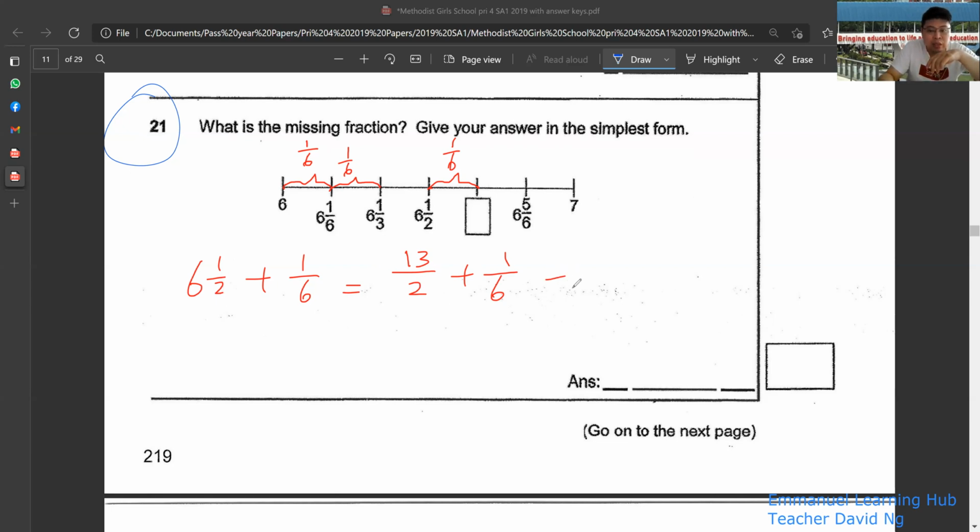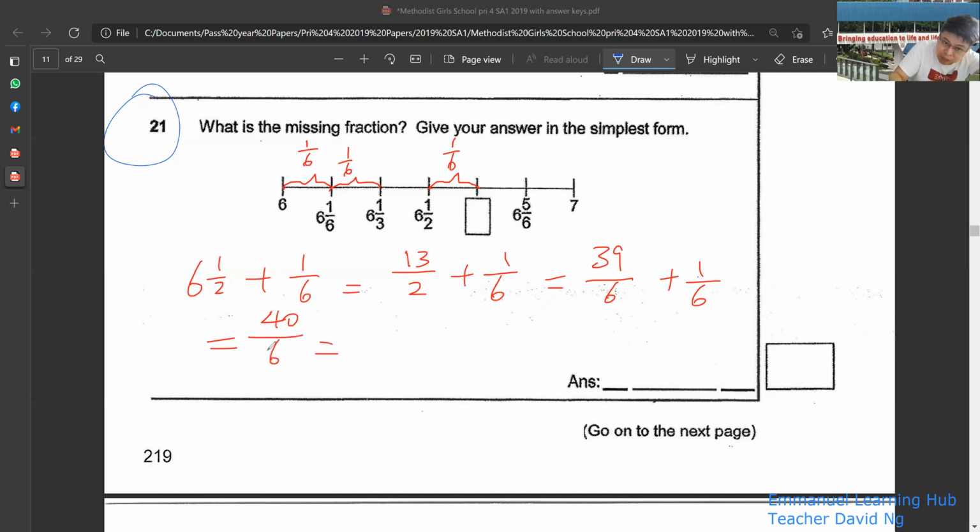Then this one, can I add together right now? You cannot add now. You have to change it to the same denominator. So the 2 I must change to what? 6. How did 2 become 6? Times 3. So 13 times 3 is how many? 39. Then this one, the answer is 39/6 plus 1/6, 40 over 6.